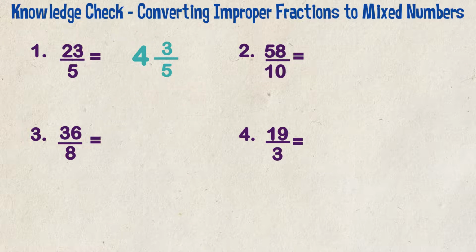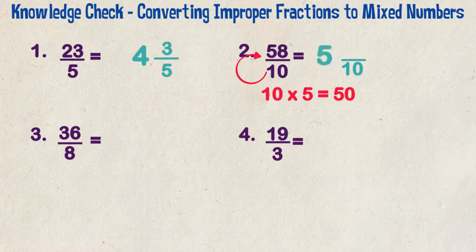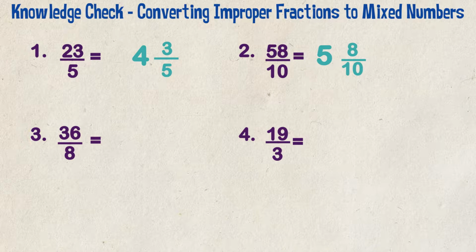Example 2. Convert 58/10 to a mixed number. We write down our denominator of 10 for our proper fraction. We divide 10 into 58 and we get 5 with a remainder of 8. 5 becomes our whole number and 8 goes over our denominator of 10. If you look at the result, which is 5 8/10, you can see we need to simplify it further because we know that 2 will go into both 8 and 10. We divide the numerator and denominator of our proper fraction by 2 and we get 5 4/5.